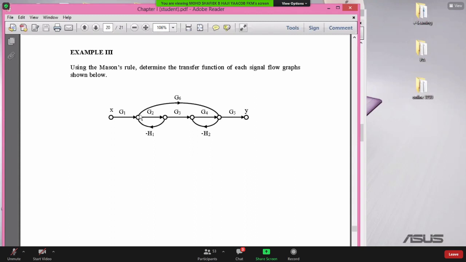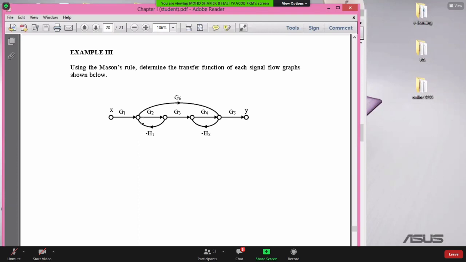Some of you might want to consider this as a loop. No, you cannot go, this is one way. You cannot go back through G3. Look at the arrow there. In this case, you only have two forward paths, and then you have two loops. Furthermore, loop 1 does not touch loop 2. So in this case, we have a non-touching loop. They do not share a common node, therefore, they are considered as a non-touching loop.